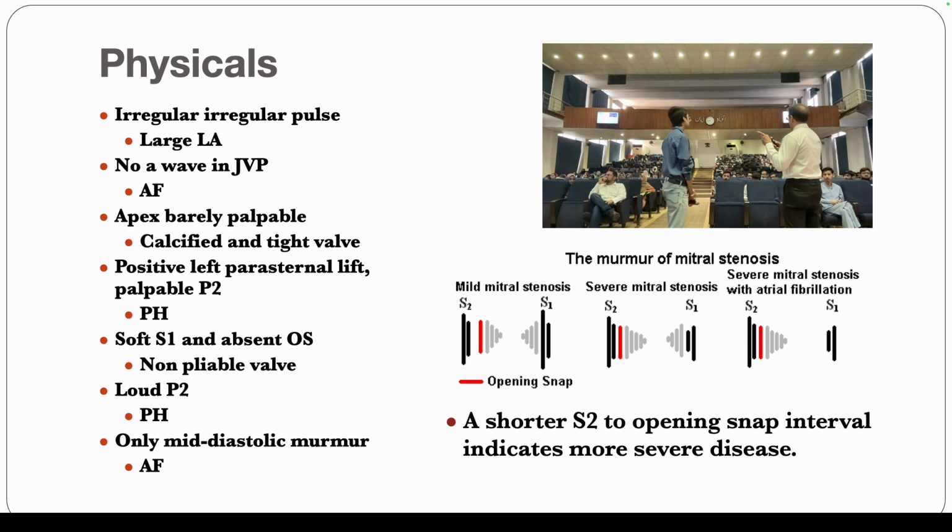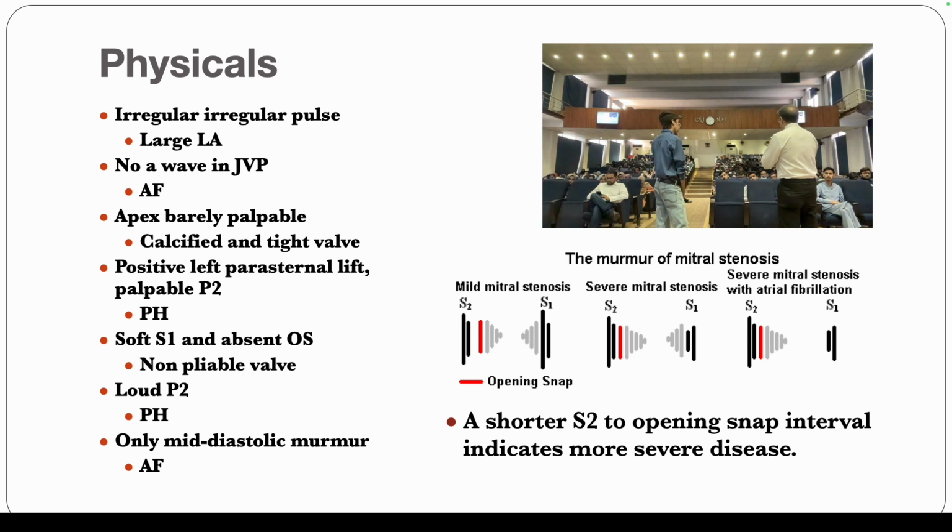First heart sound, the start of systole. Second heart sound, the start of diastole. What happens in diastole? Blood moves from the left atrium into the left ventricle. So it needs the mitral valve to open. And when the mitral valve opens, it produces a sound because the valve and chordae are stiff. So it produces a sound which is called opening snap. And remember, this opening snap is heard in a pliable valve. You may not hear it when the valve is very calcified.